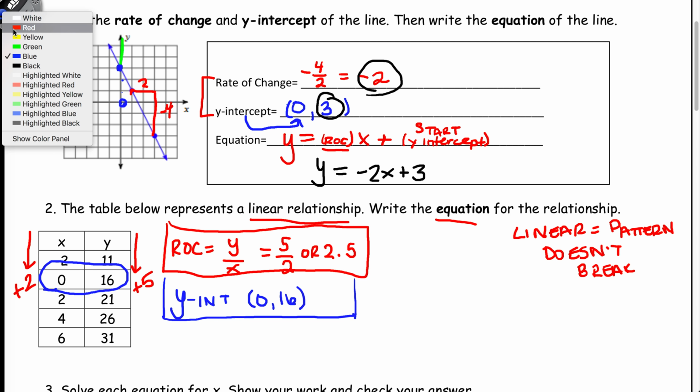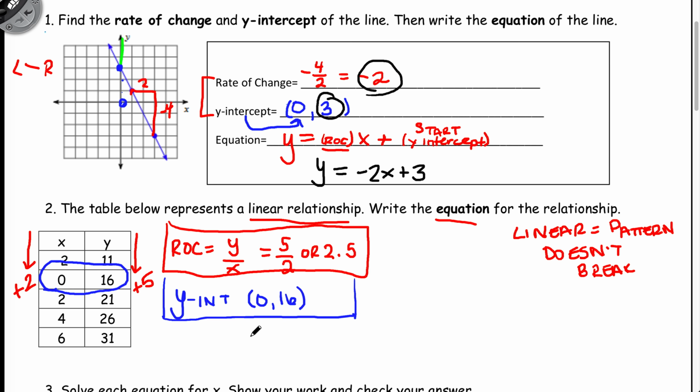So now when we go to write the full equation, we have y equals, and I'm going to use the 5 over 2 just to show you that it's a perfectly legal answer, x plus 16. And the reason it's plus 16 is because that was a positive 16 in that table. So look at a table, find if you have a 0 in the x column, and boom, there's your y-intercept right there.